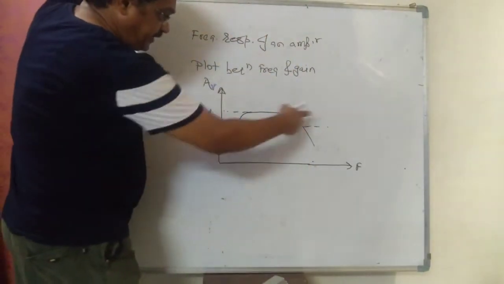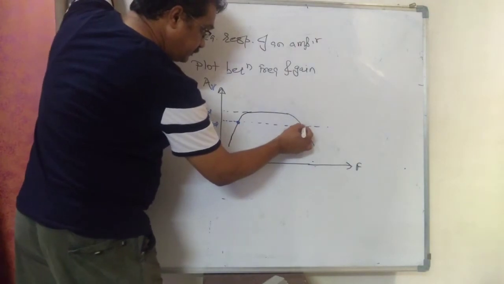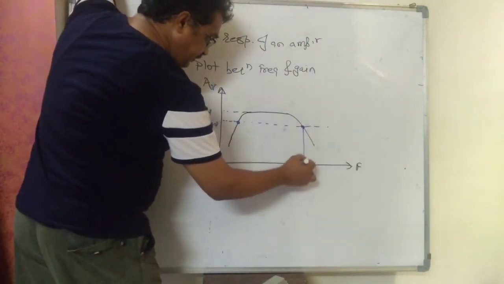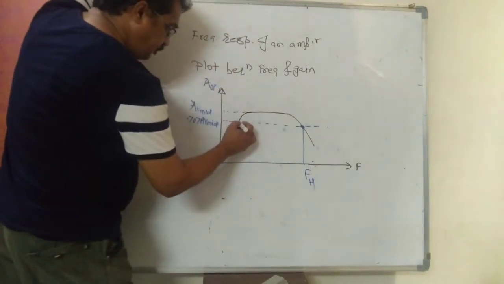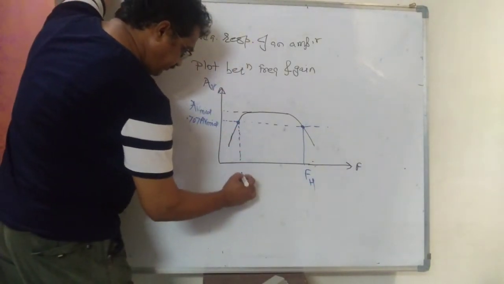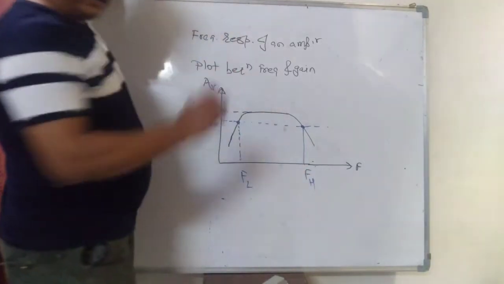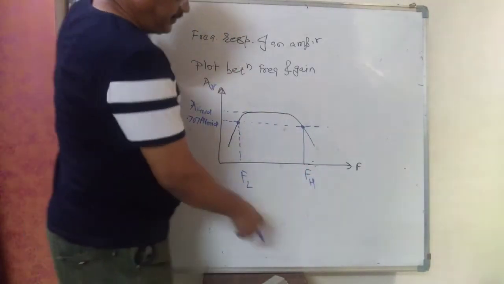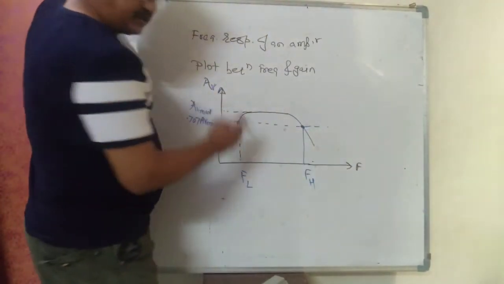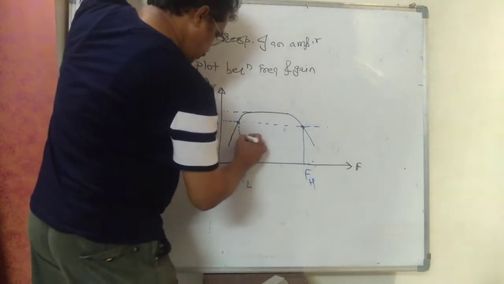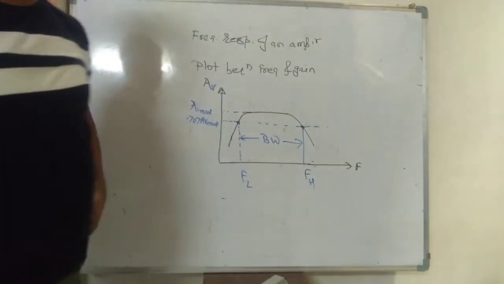The line intersects the characteristics at 2 points. Note what is frequency at this point. Suppose it is FH. Note frequency at this point. Suppose this is FL. Lower frequency, higher frequency. Lower cutoff frequency, higher cutoff frequency. Here frequency is increasing, so this is higher, this is lower. The difference is known as bandwidth of it.